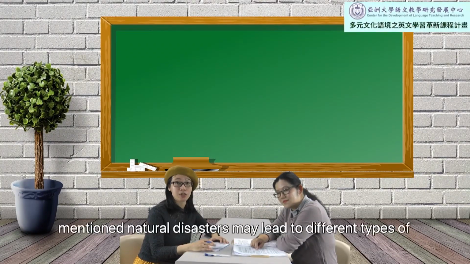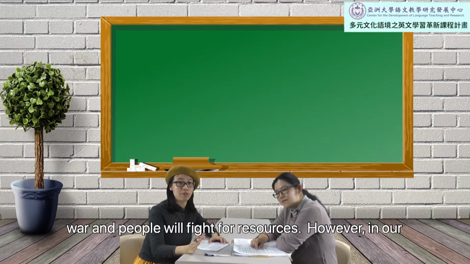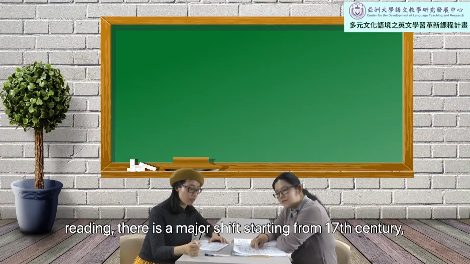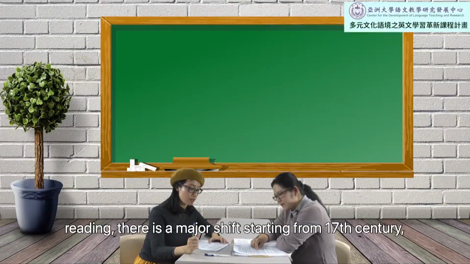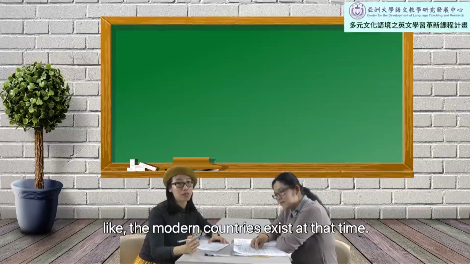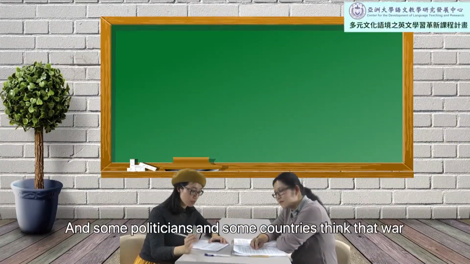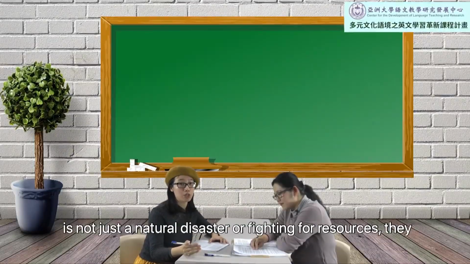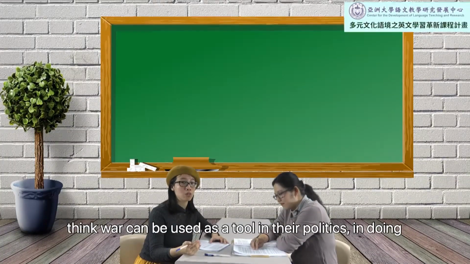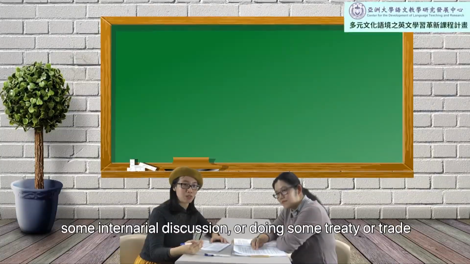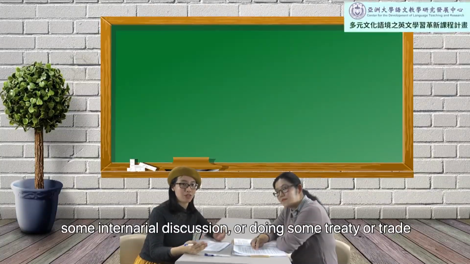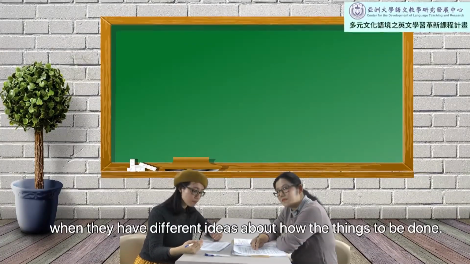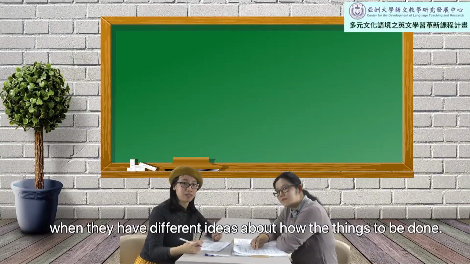So following our first section, we mentioned natural disasters may lead to different types of war, and people will fight for resources. However, in our reading, there is a major shift starting from the 17th century. Modern countries existed at that time, and some politicians and countries thought that war is not just a natural disaster or fighting for resources. They thought war can be used as a tool in their politics, in international discussions or trade, or when they have different ideas about how things should be done.